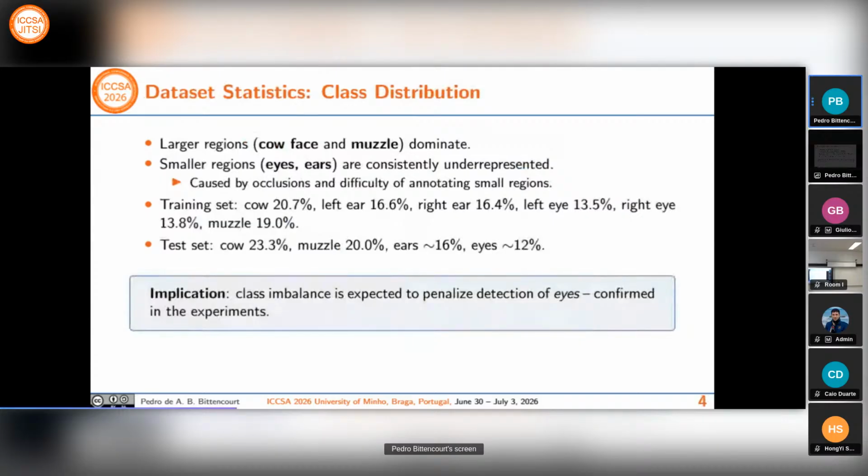Looking at the class distribution, we observed that larger facial regions dominate the dataset, while smaller regions are consistently underrepresented. This is caused by occlusion and the inherent difficulty of annotation in small regions. This class imbalance is important because, as we will see in the experiments, it directly penalizes the detection performance for these classes.